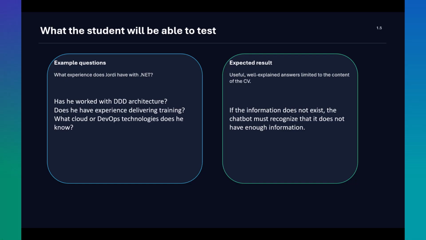Another important behavior is that the chatbot should recognize when there isn't enough information. If the answer is not in the CV, the chatbot shouldn't invent it. It should clearly say that there isn't enough information in the provided context. This makes the application more reliable and more professional.